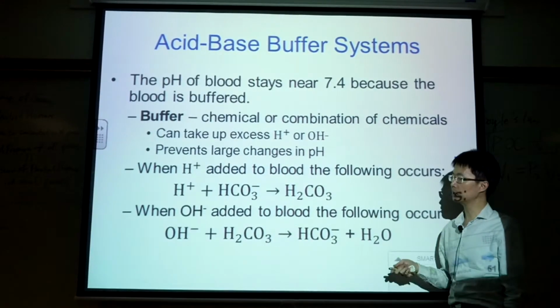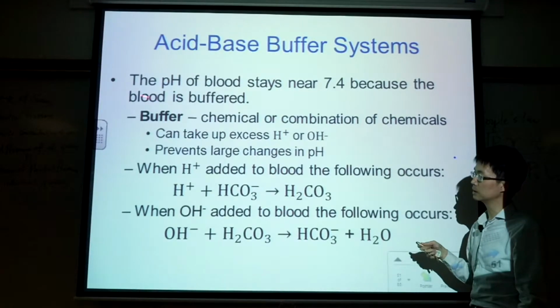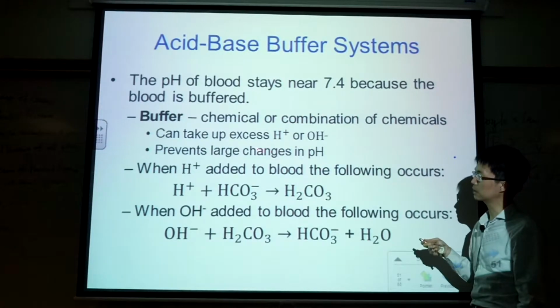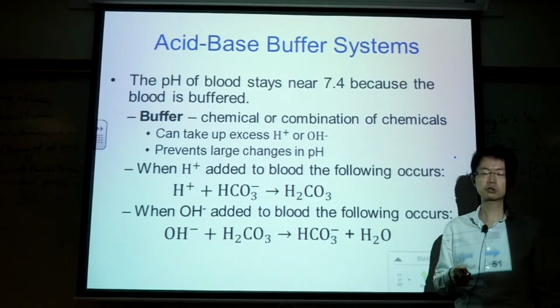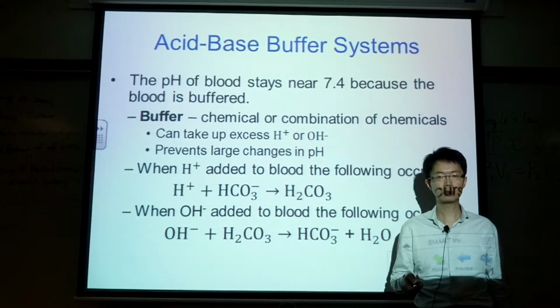The acid-base buffer system is what happens in the blood: our blood is a buffer. Buffer is basically a chemical or combination of chemicals that can take up excess hydrogen ion or hydroxide ion, but at the same time, it can prevent large changes in the pH. Buffer is basically a solution that resists the fluctuation of the pH.